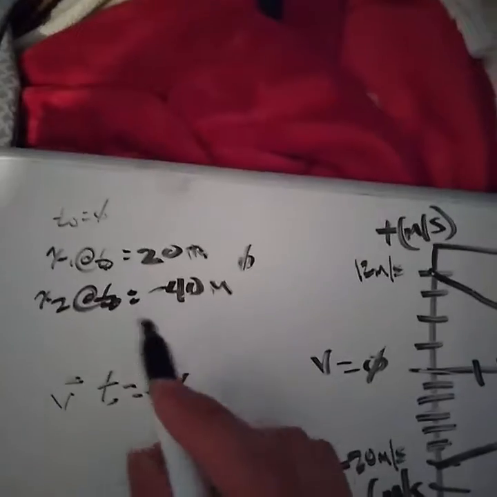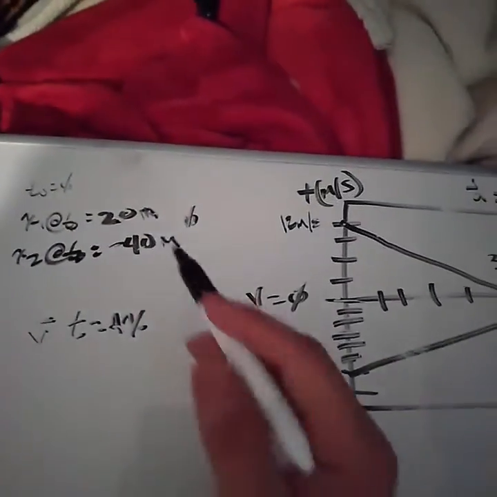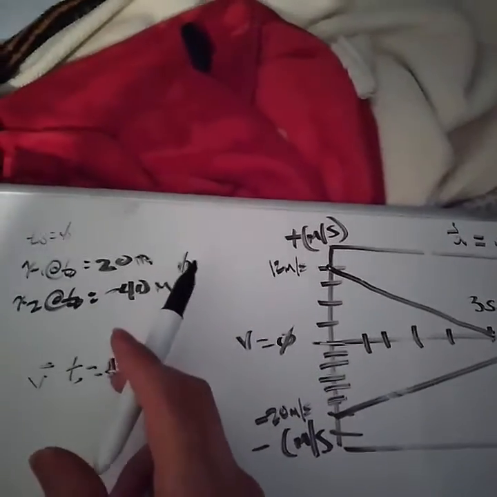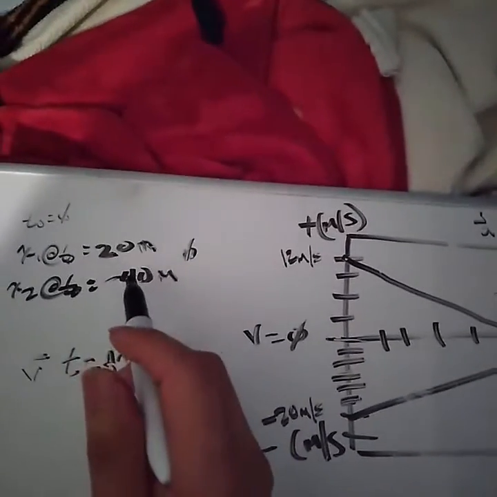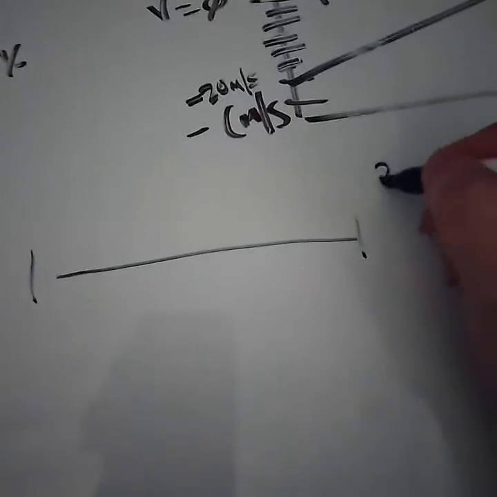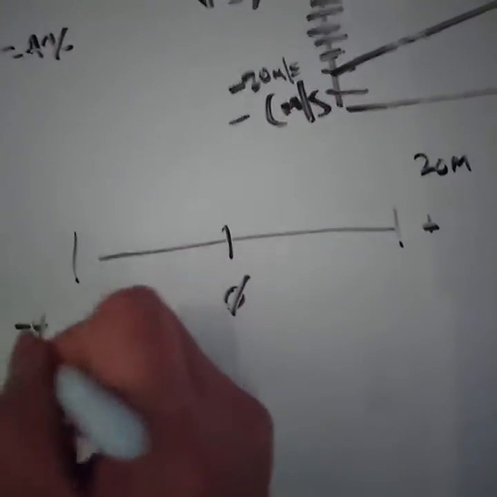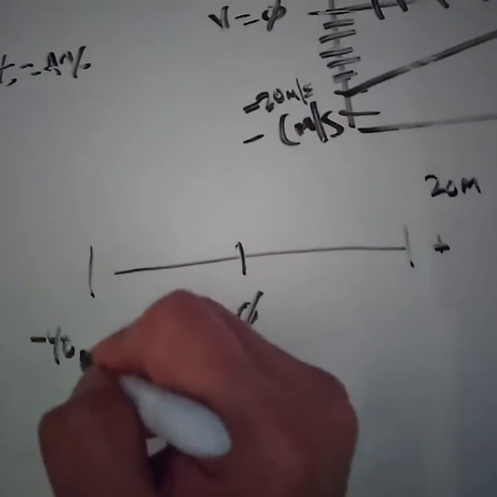So back to here. We know that these two objects are heading towards each other. Maybe this will be easier. Pretend we have a graph here. This is 20 meters, this is going to be positive. This is going to be 0. This is not to scale, obviously. This is negative 40 meters.